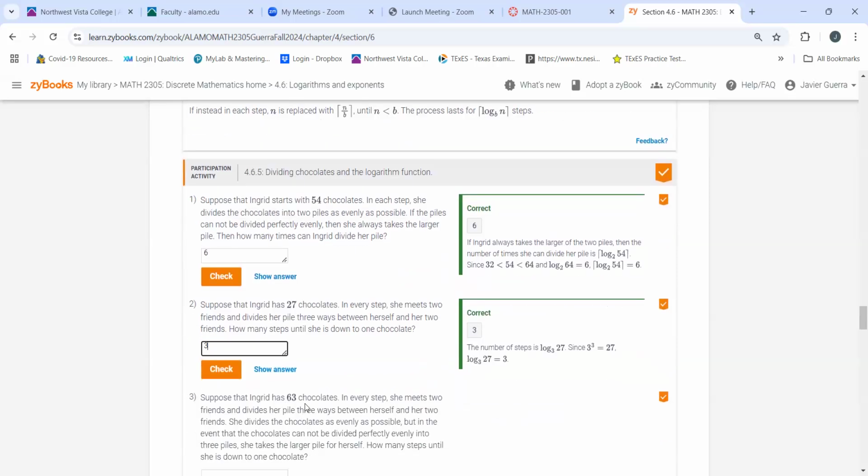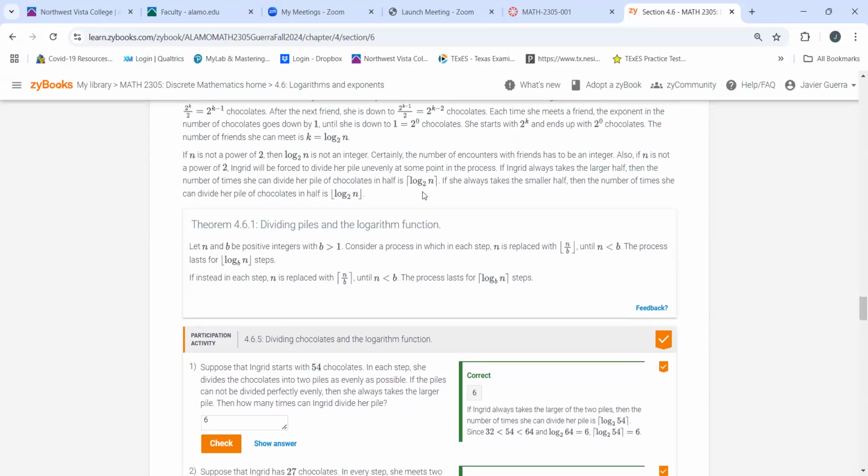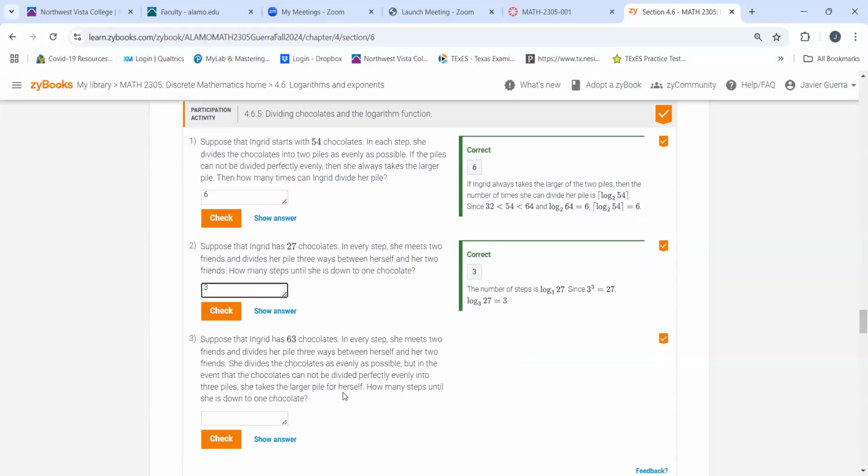All right. Suppose that Ingrid has 63 chocolates. In every step, she meets 2 friends. She divides her pile 3 ways between herself and 2 friends. She divides the chocolate as evenly as possible, but in the event that the chocolates cannot be divided perfectly evenly into 3 piles, she's going to take the larger pile for herself. All right, so that's going to be a ceiling. So that should be log base 3 of 63.